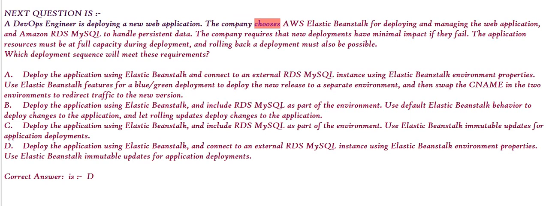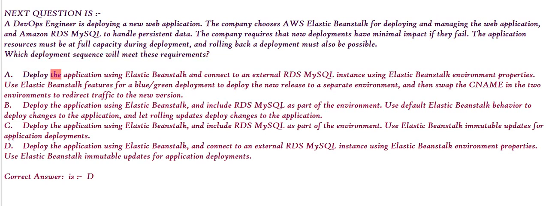Next question is: A DevOps engineer is deploying a new web application. The company chooses AWS Elastic Beanstalk for deploying and managing the web application, and Amazon RDS MySQL to handle persistent data. The company requires that new deployments have minimal impact if they fail. The application resources must be at full capacity during deployment, and rolling back a deployment must also be possible. Which deployment sequence will meet these requirements?